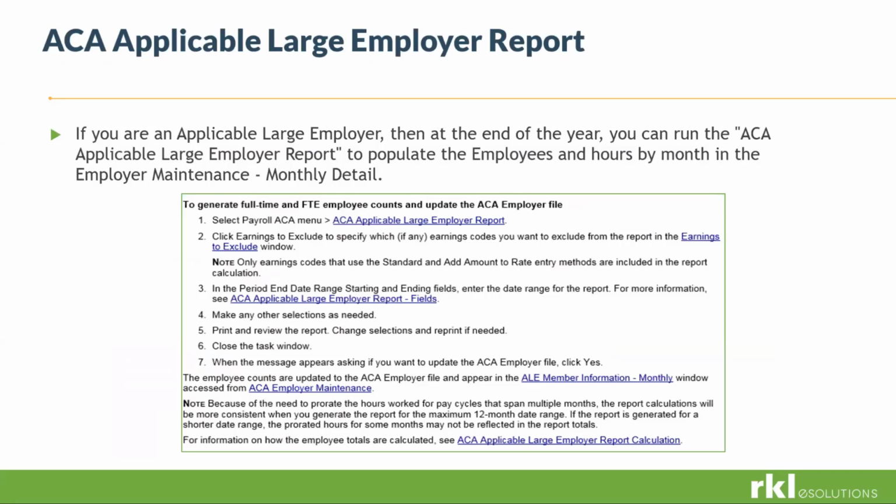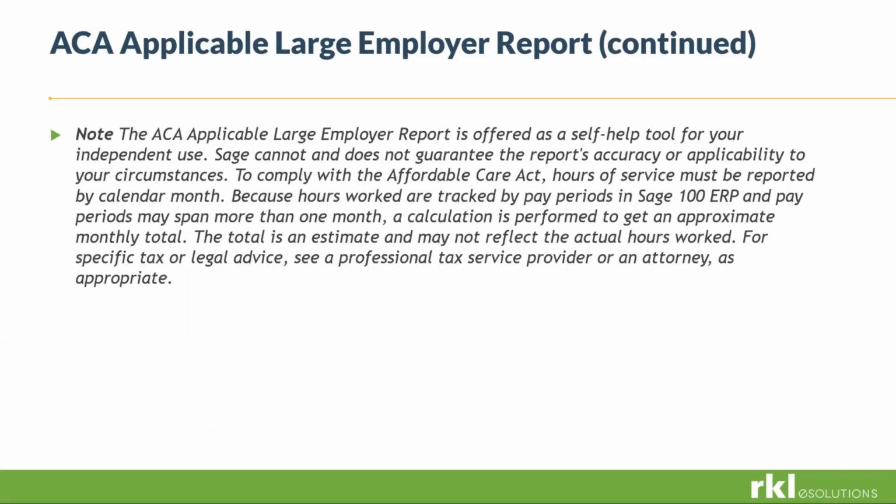The large employer report allows you to run this and populate the employees and hours by month based on the previous year. So once you've loaded this information once, whether it's by hand or whether it's by the Sage 100 imports, you can update it automatically and then make changes applicable to that next year. Okay, this large employer report is a self-help tool. We can't guarantee the accuracy or how it applies to your individual circumstances, again, because there are so many rules and regulations surrounding the Affordable Care Act, and they do change.